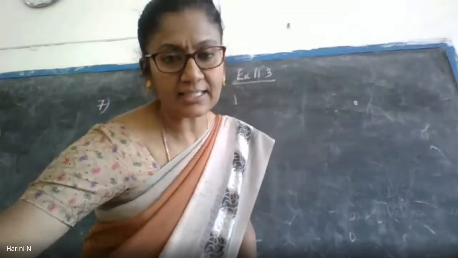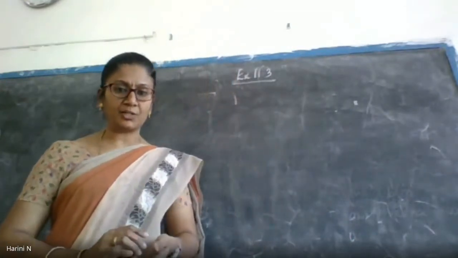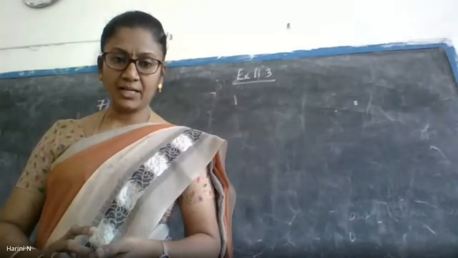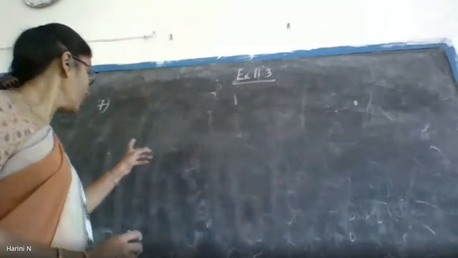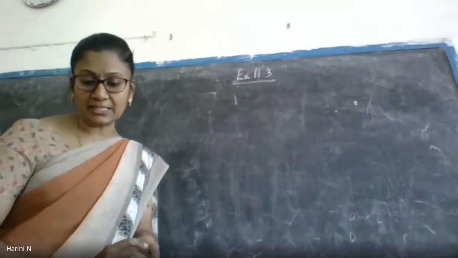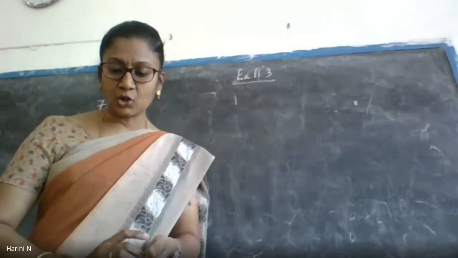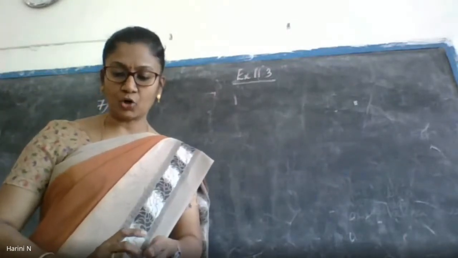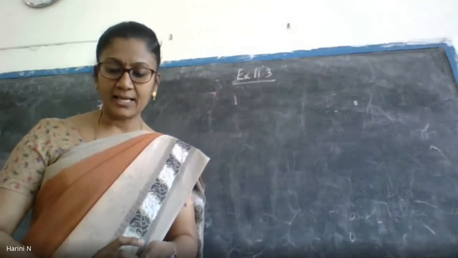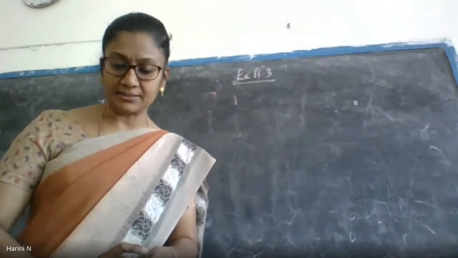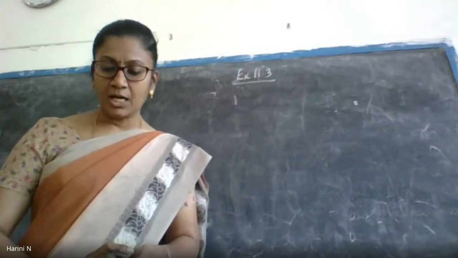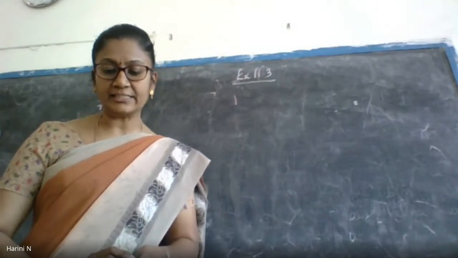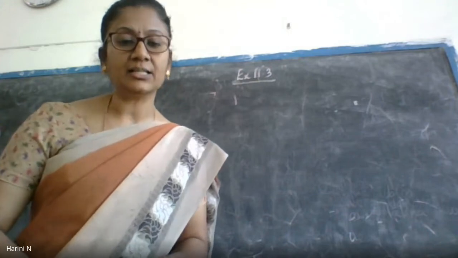We are at exercise 11.3 and we are continuing with our next problem. We had completed still, I think, problem number 6. Now we are on problem number 7. So let me read the problem. A closed cylindrical tank of radius 7 meters and height 3 meters is made from a sheet of metal. How much sheet of metal is required to make the tank?